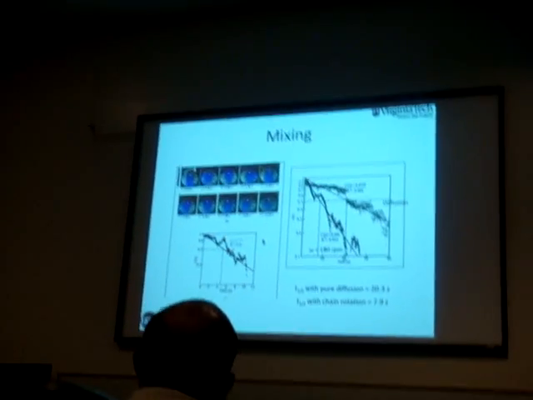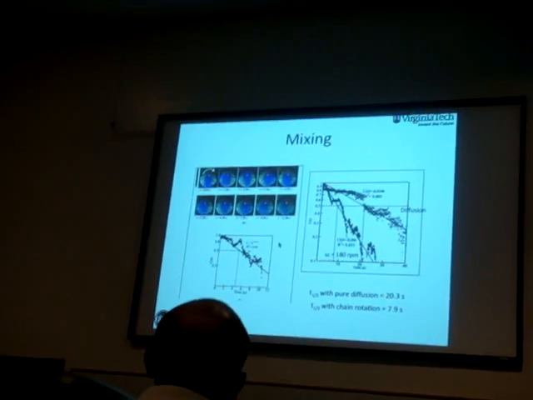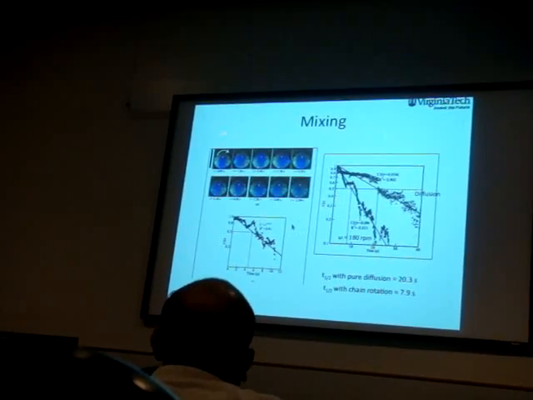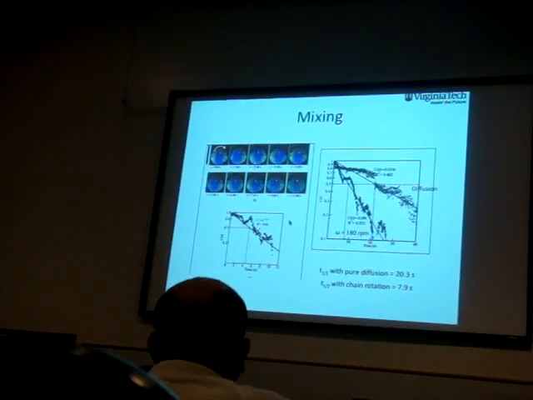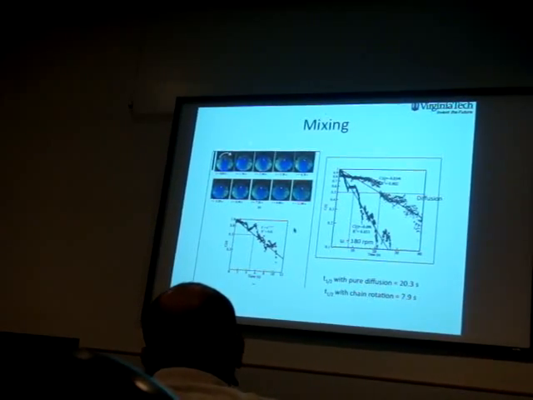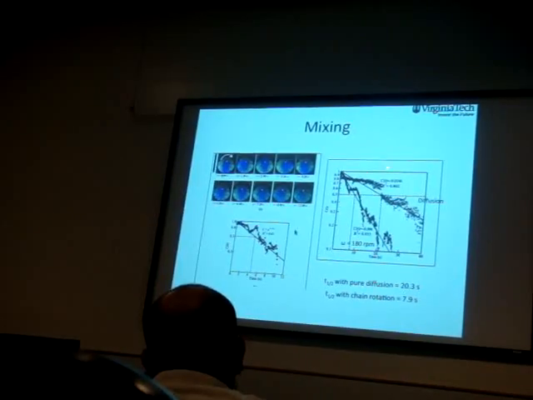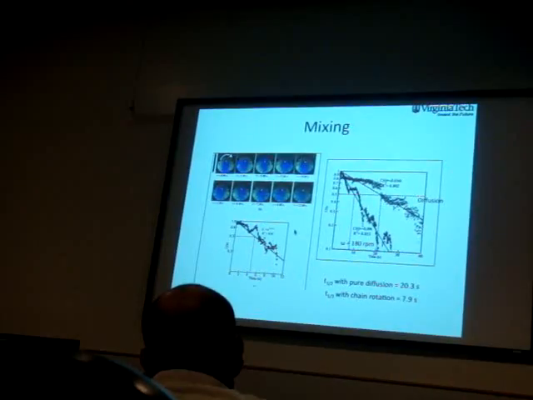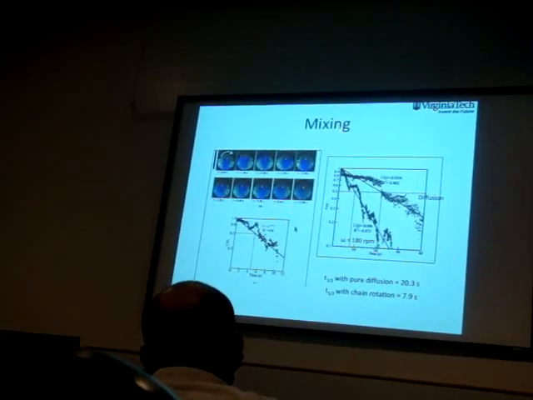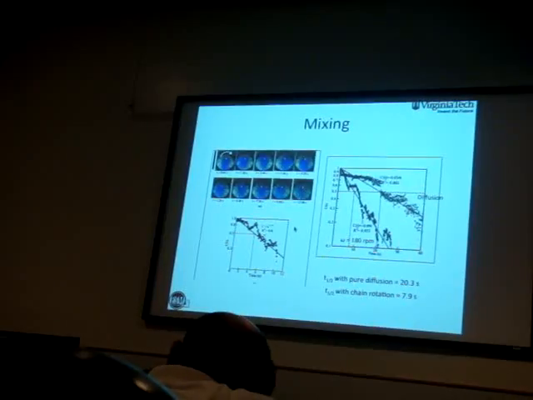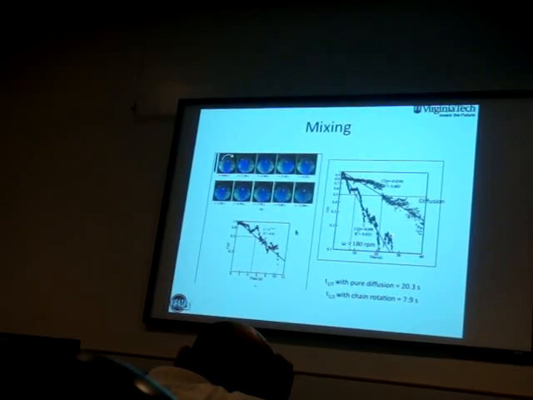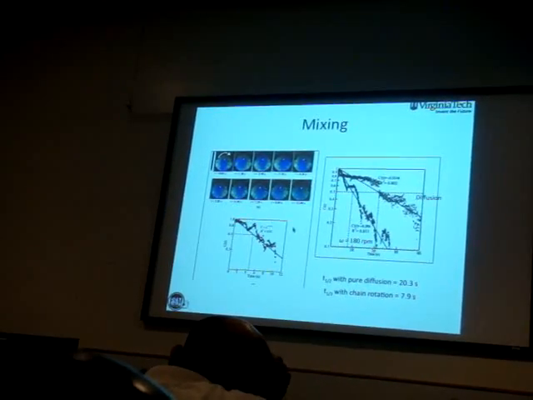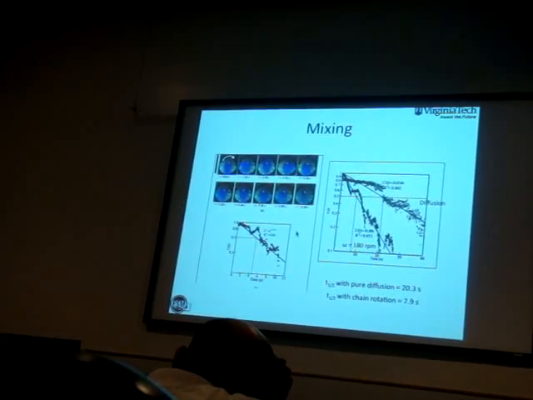And when you look at the mixing, so here what we do is we put a blue dye into the droplet and we rotate the rotor as I showed you earlier. And when you do that, what you find is that when you only have pure diffusion, when you have no rotation of those rotors, the mixing time is fairly long. But once you start rotating the rotor, you start to mix things very rapidly. So it's quite an interesting microfluidic application.